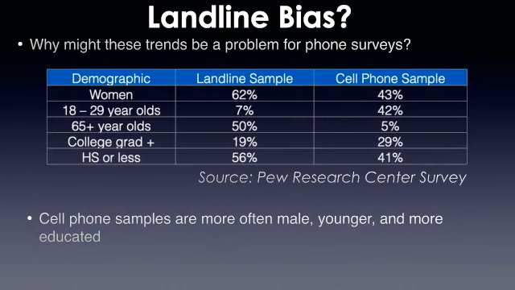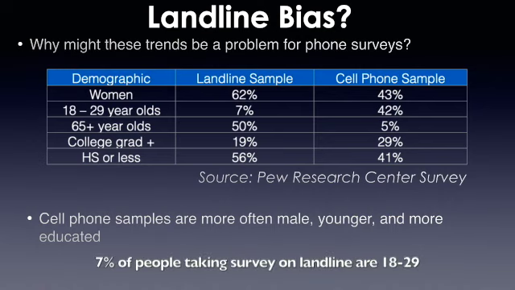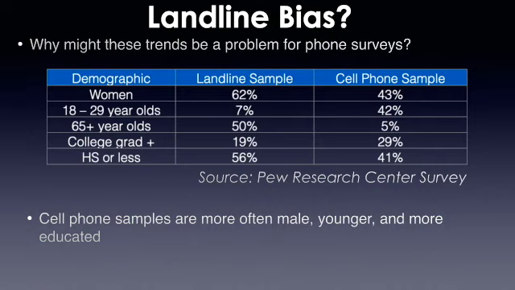For example, look at the demographic between 18 and 29-year-olds. Only 7% of the people who answered on a landline survey were between the ages of 18 and 29. But on a cell phone, 42% of respondents were in that age group. Conversely, look at the older people. If you're above the age of 65, you're taking surveys on a landline. Nearly 50% of the people who took the survey on a landline were above the age of 65. In contrast, if you try to reach someone on the cell phone, only 5% of the people that you reach are going to be above the age of 65.